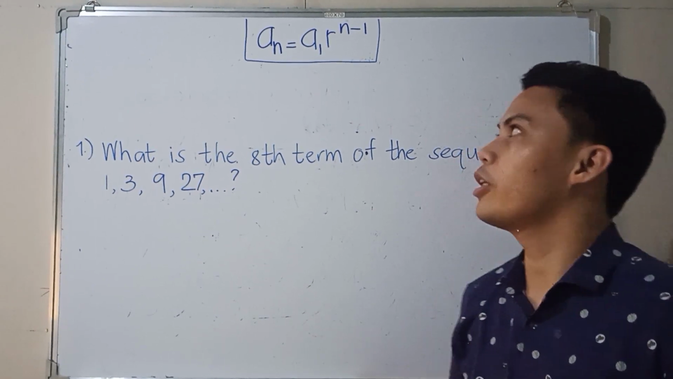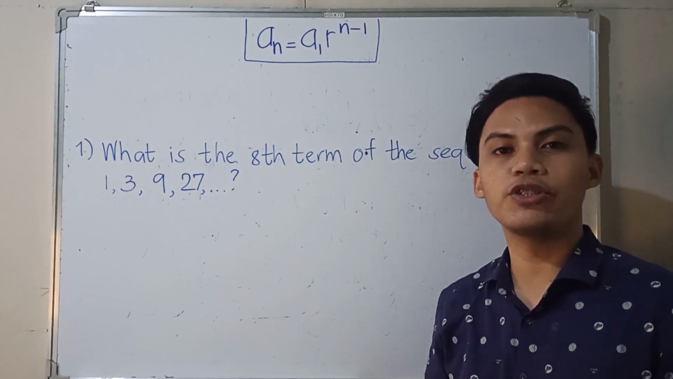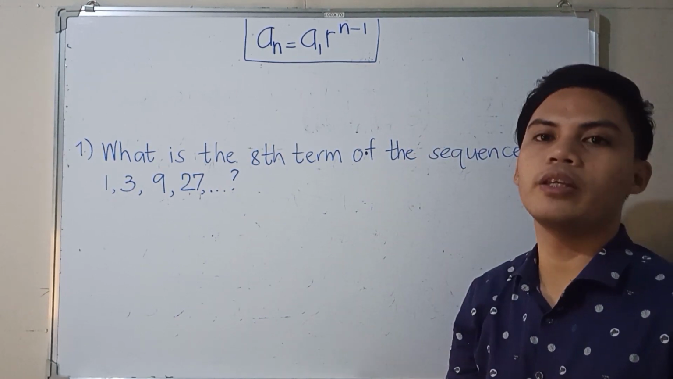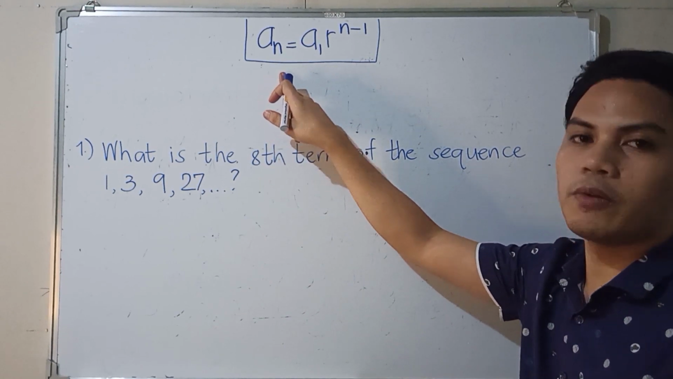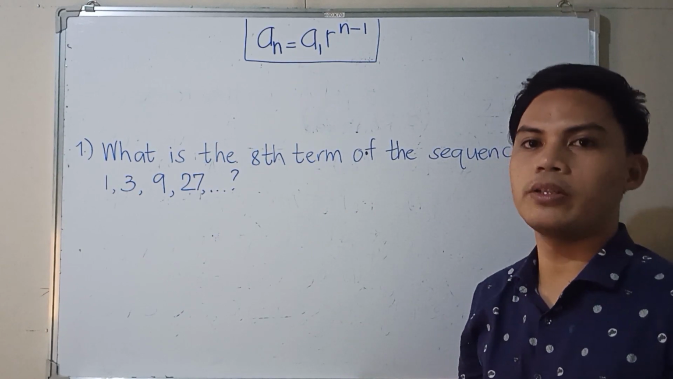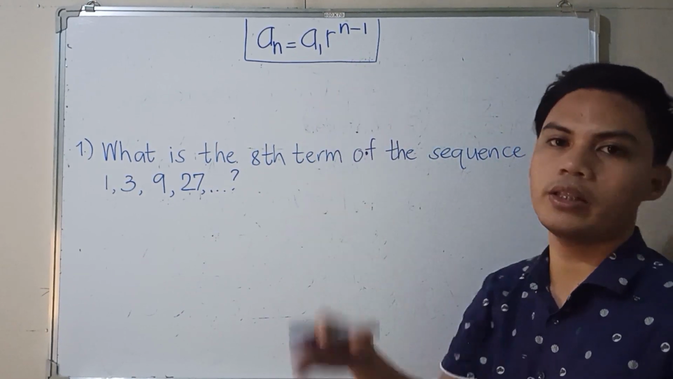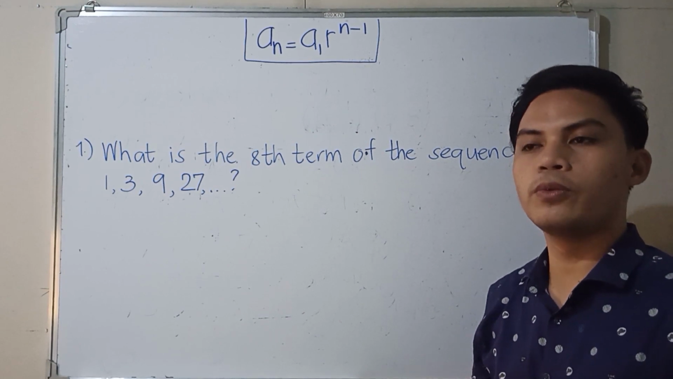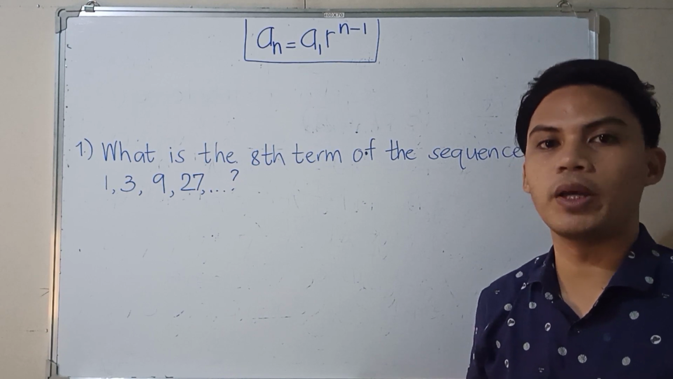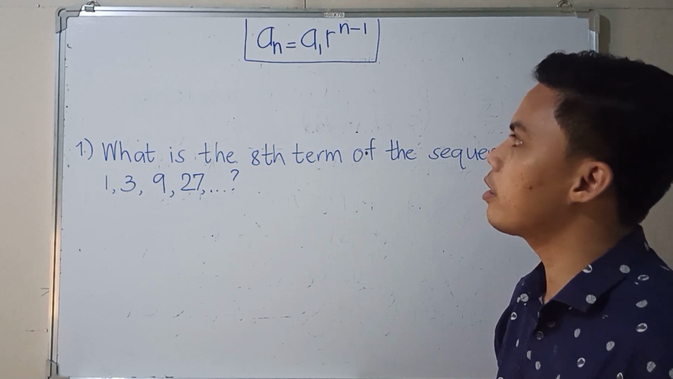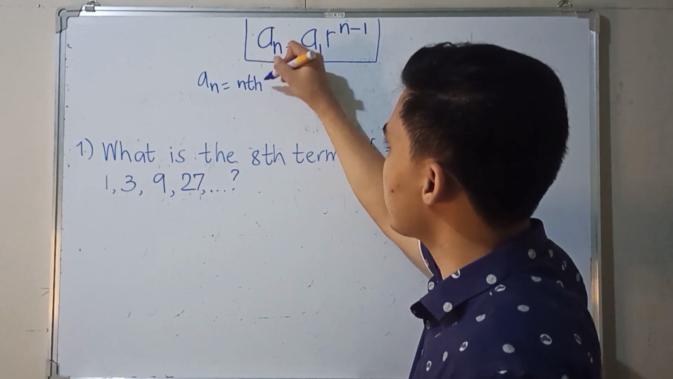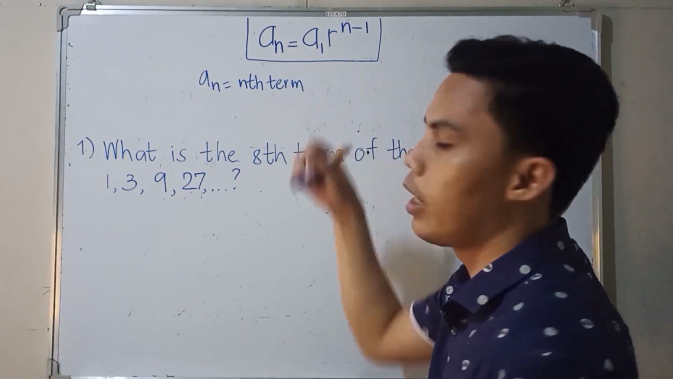So, ngayon, paano naman natin kunin yung nth term ng isang geometric sequence? Okay? So, meron tayong formula na gagamitin dito. We have a sub n is equal to a sub 1 times r raised to the power of n minus 1. Okay? So, yung gagamitin natin na formula, once we're going to look for an nth term of a geometric sequence. Okay, so ano bang ibig sabihin ng a sub n? Ang a sub n ay ang ating nth term. Or kadalasan siya ang ating last term.